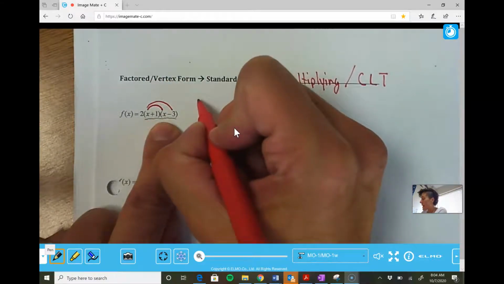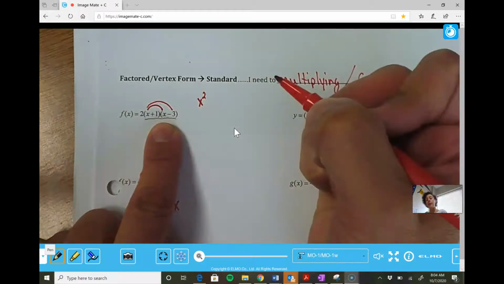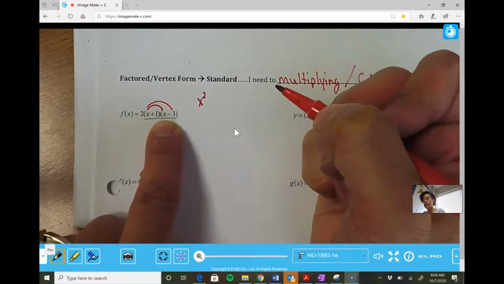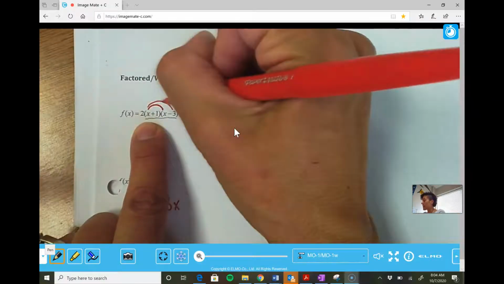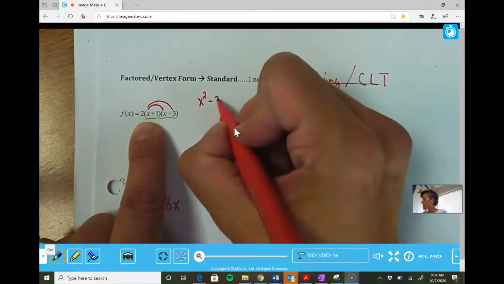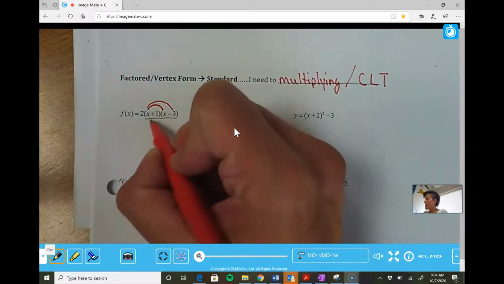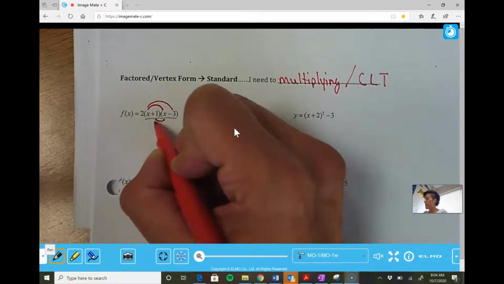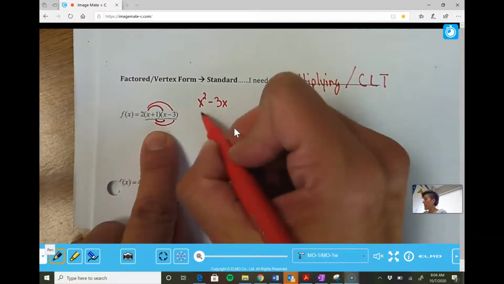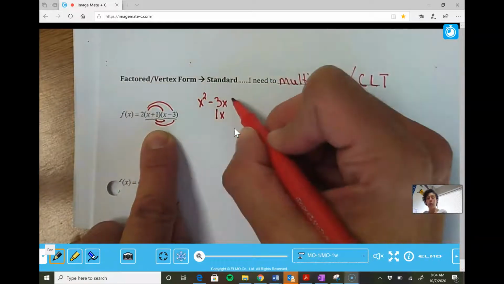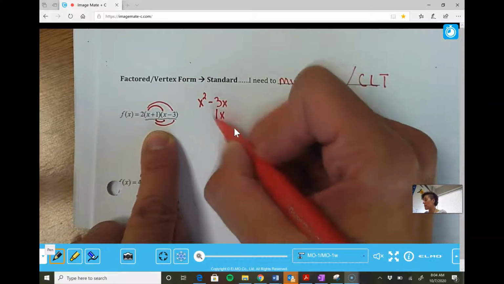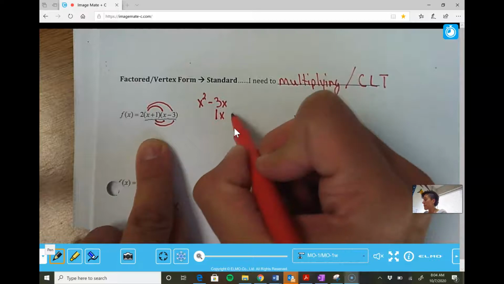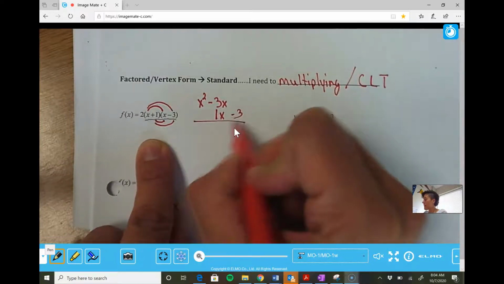So when x meets x, I get x squared, not 2x. X plus x is 2x. X times x is x squared. And then when x meets this minus 3, I get minus 3x. And now that x has met the neighbors, now 1 is going to go over and meet the neighbors. And so when I do this, I get 1x, and I will be combining it with this minus 3x, so I'm going to stack my like terms. And then when 1 meets minus 3, I get a minus 3. And then I'll just add them up.